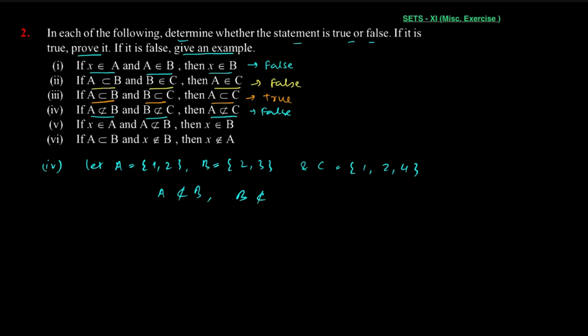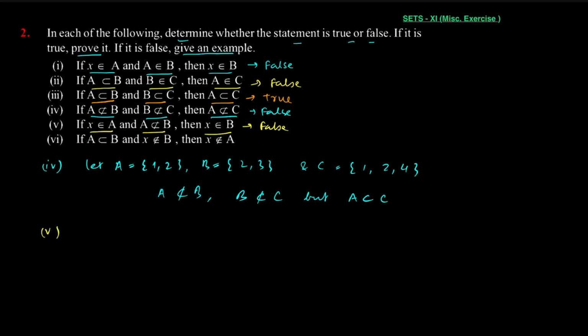B is also not a subset of set C. But A is a subset of set C. Hence this statement is false. The fifth part: if X belongs to A and A is not a subset of B, then X belongs to B. So this fifth part is also false.